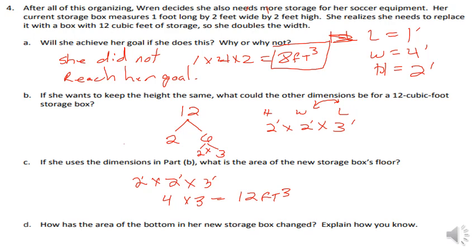How has it changed? Well, if we come up to here, you see it was 2 feet by 1 foot. So the area initially was 1 foot times 2 feet, which equals 2 feet squared. Now, as you can see, we have length, which is 3 feet, times width, which was 2 feet, so that equals 6 feet squared. So the area doubled.